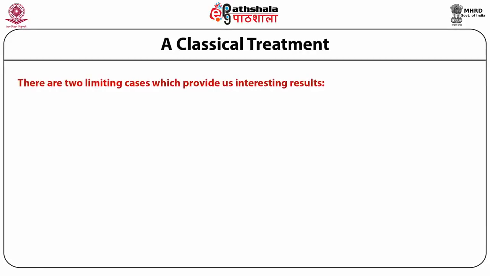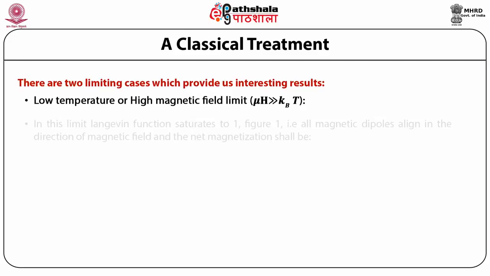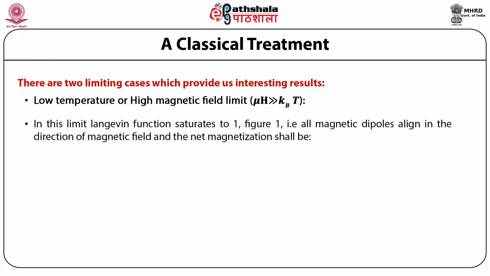There are two limiting cases which provide us interesting results. Low temperature or high magnetic field limit, that is, μH is very much greater than k_B T. In this limit, the Langevin function saturates to 1, as is obvious in figure 1, that is, all magnetic dipoles align in the direction of the magnetic field and the net magnetization shall be M = nμ.